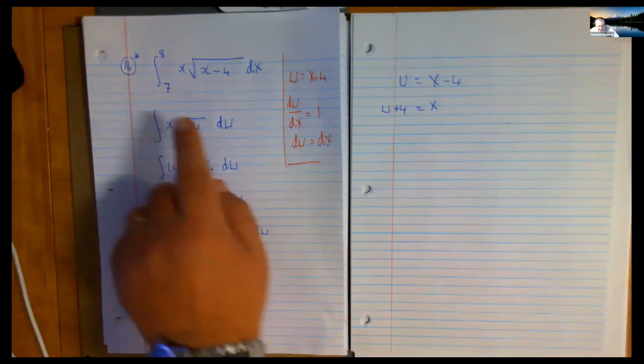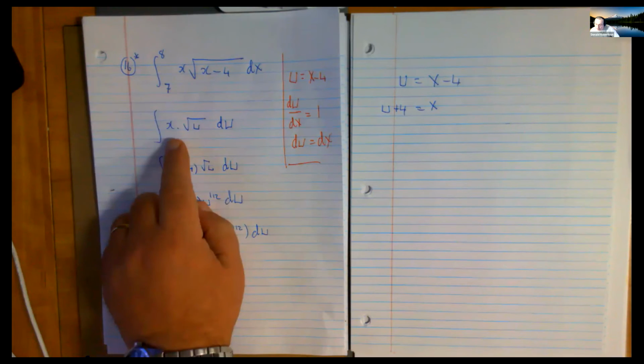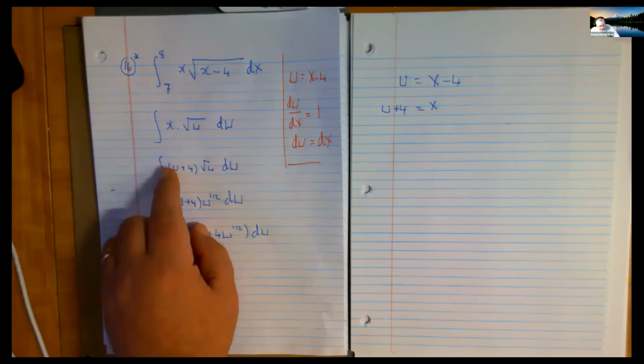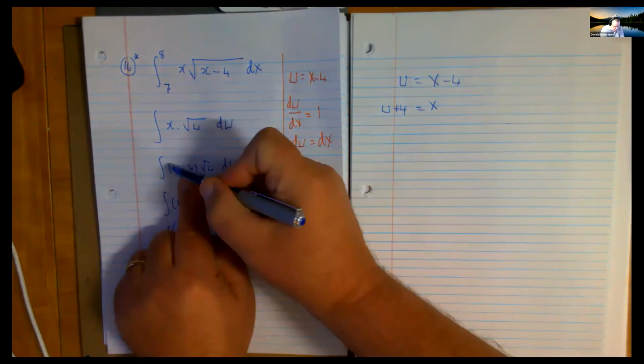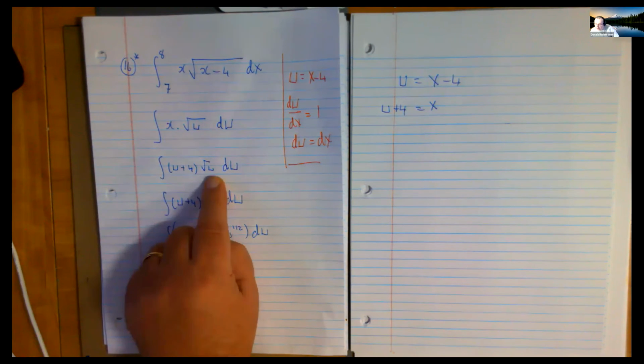Now, see if that had been x squared, then wouldn't the x squared still be here? Wouldn't this become u plus 2 squared? Wouldn't I have to have done a bit more algebra? Wouldn't I have had to FOIL that out first and then distribute the square root of u? But eventually it would still work.